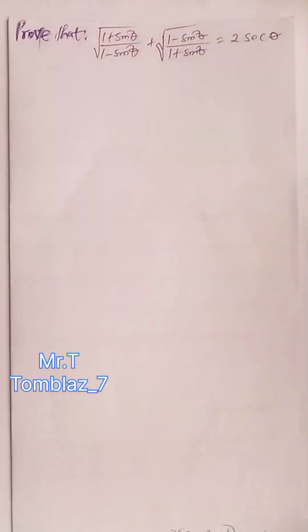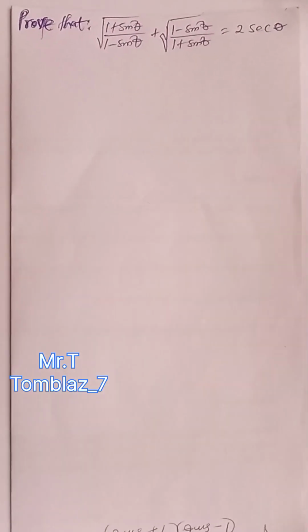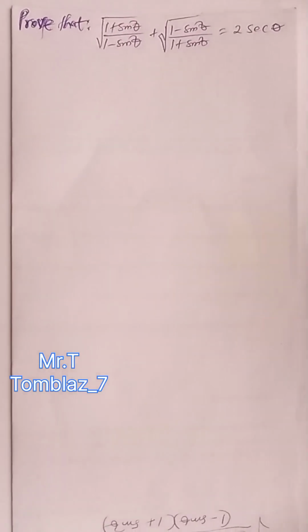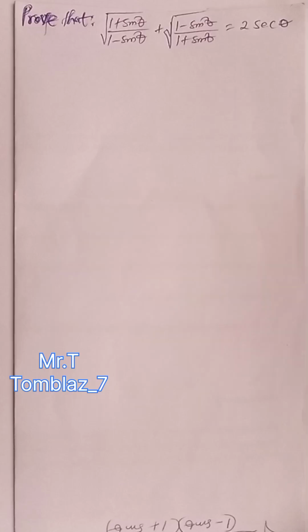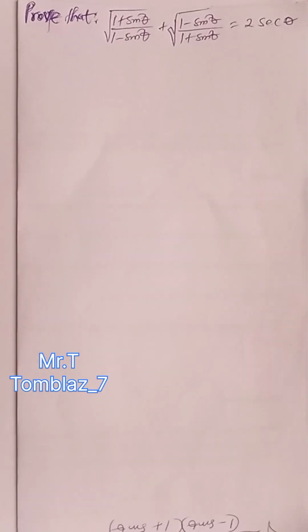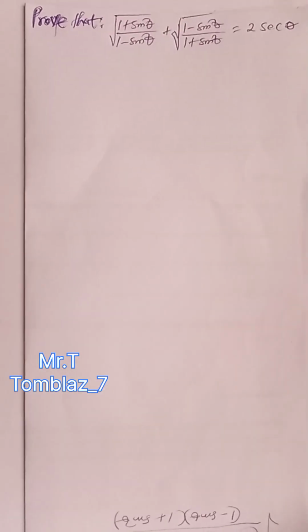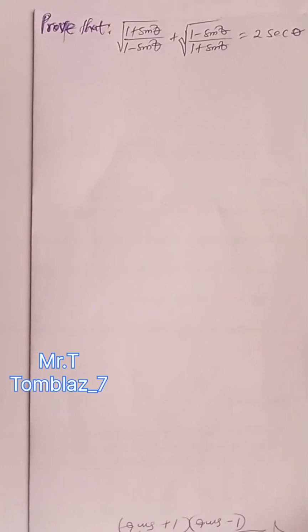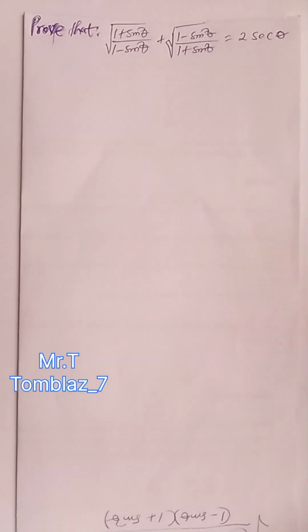Alright, welcome back to another exciting question in trigonometric identities. Now this question says we should prove that the square root of (1 plus sine theta) divided by (1 minus sine theta) plus the square root of (1 minus sine theta) divided by (1 plus sine theta) is equal to 2 sec theta, right? Okay, so let's say solution.